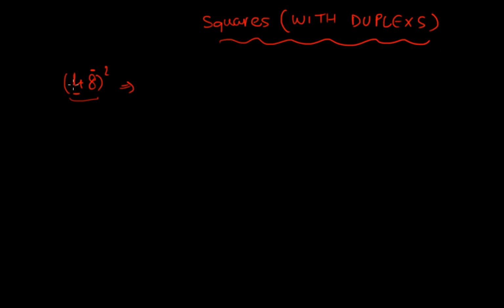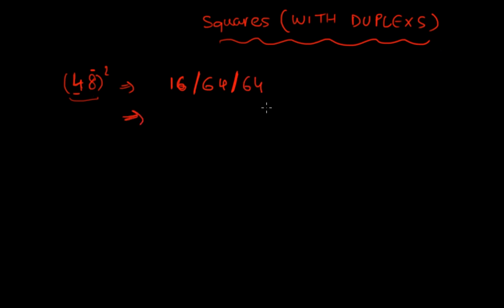So we find the duplex of 4, that's 16 because it's 4 squared, and then we put a slash, and then we find the duplex of 4 and 8, 48. So how much is that? So that would be 64. Then we put a slash, and then we find the duplex of 8, that's 64 again.